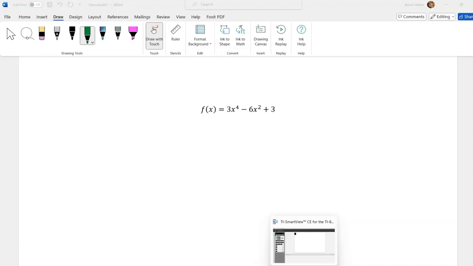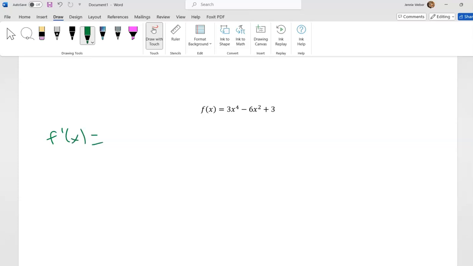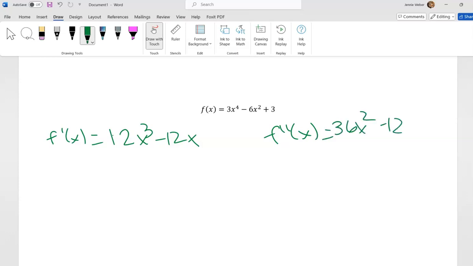So the first thing you're going to want to do on any of these is take the first and second derivative. So I'm going to start right there. My first derivative here is going to be 12x to the third minus 12x. And then my second derivative here is going to be 36x squared minus 12. So I've just taken the derivative twice.